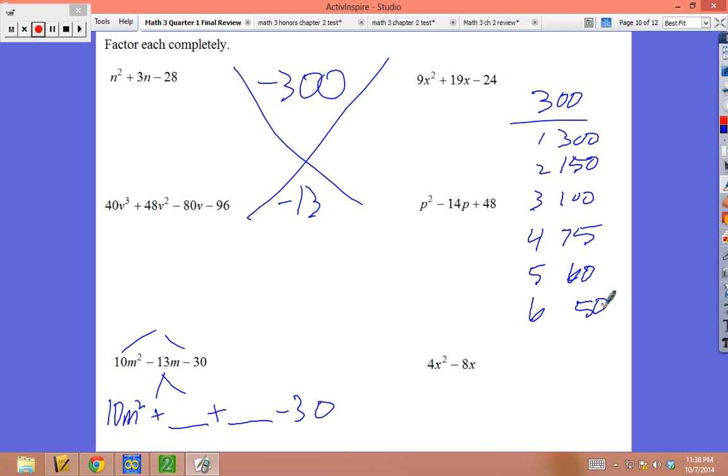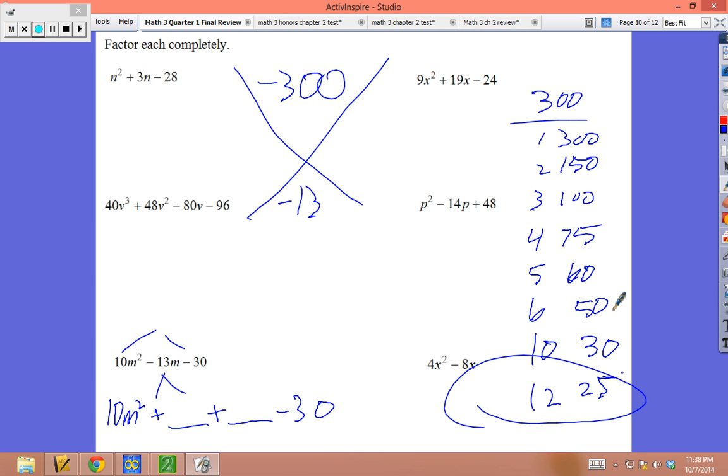7, let's try 7. 300 divided by 7, no. 300 divided by 8, no. 300 divided by 9, no. 300 divided by 10, 10 and 30. Is that right? Okay, I don't think I can make a 13 out of 10 and 30, so I gotta keep going. 300 divided by 12, there we go. 12 and 25. Okay, we can make a 13 out of that.